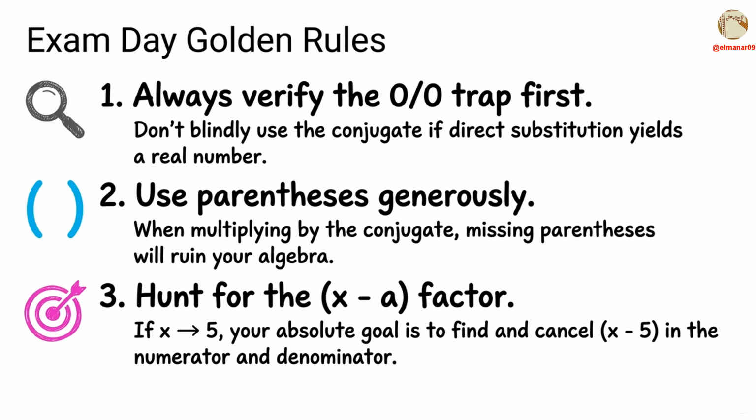3. Hunt for the x minus a factor. This is your North Star. If x approaches 5, your absolute goal is to find and cancel x minus 5 in both the numerator and denominator. You've done a fantastic job today.